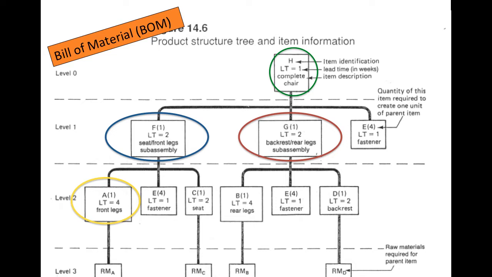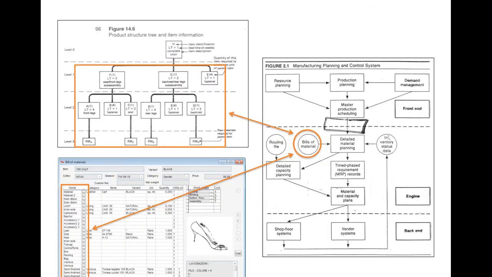So you can see that the F, the seat front legs subassembly, is made up of an A, an E, and a C. Actually 4 E's and 1 C. Front legs, then fasteners, we need 4 of those, and then 1 seat. Those things are combined into that subassembly as well. So we're going to continue working through this bill of material, and see how the math works in MRP.